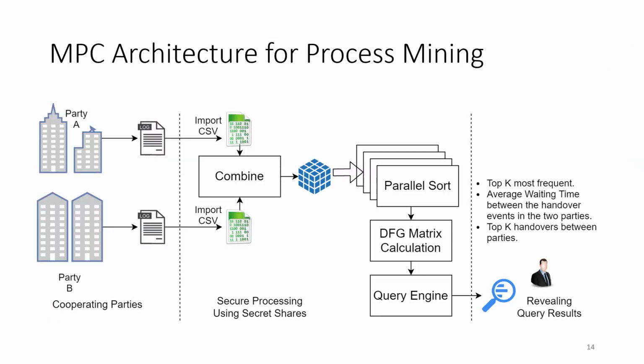To realize this scenario, Party A and Party B import their event logs into their respective clients, which are under their control. The client of each party converts the logs into secret shares, then imports the secret shares to ShareMind servers. Meanwhile, a third ShareMind computing node only exchanges secret shares with the servers of Party A and B. The steps of calculating the DFG matrix, like sorting and updating the matrix, are performed securely using secret shares.